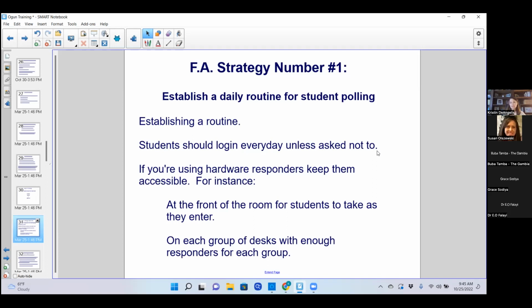Just like social constructivism, one of the big strategies here is to set it up from day one. Have a routine. Are the students logging in as soon as they walk in? Is there some kind of hardware if they're using a responder of some sort? If they have to pick up a Plickers card, have it readily available so they can grab it and move in. We don't want formative assessment to take a long time. We don't want to get to the formative assessment part of the lesson and then it takes 20 minutes for everyone to log in. So have it as a part of your routine as soon as they walk into the class.